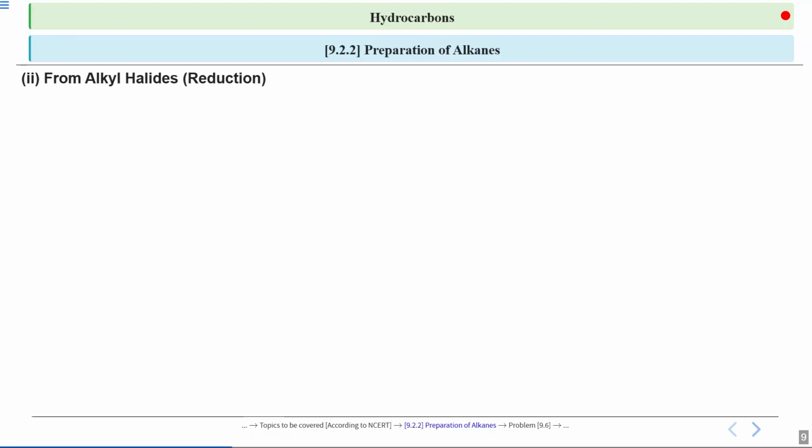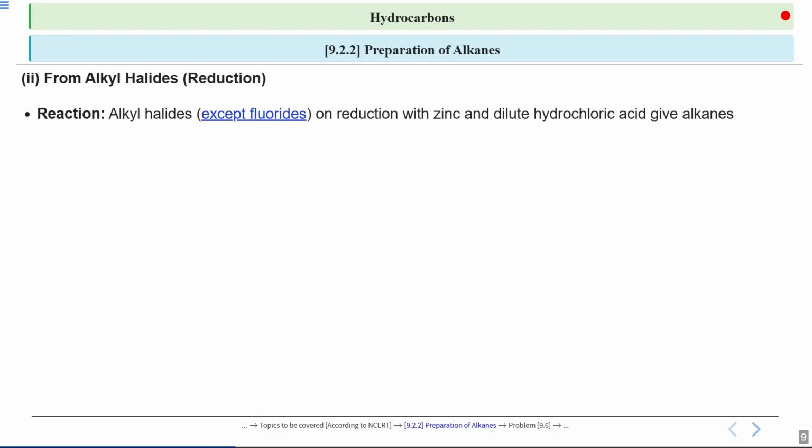Now we will see how we can prepare alkanes from alkyl halides. Let us start by understanding the reaction process. Alkyl halides, except for fluorides, can be reduced to alkanes using zinc and dilute hydrochloric acid. So this is a key reaction because it provides a straightforward method to obtain alkanes from more reactive halides.